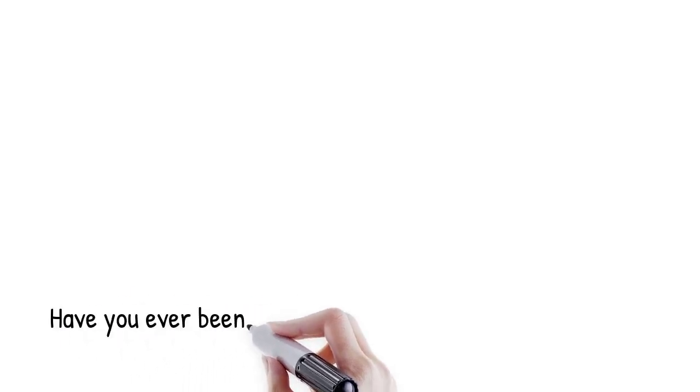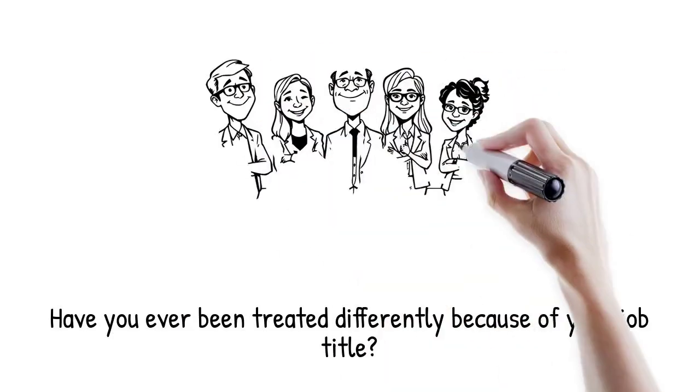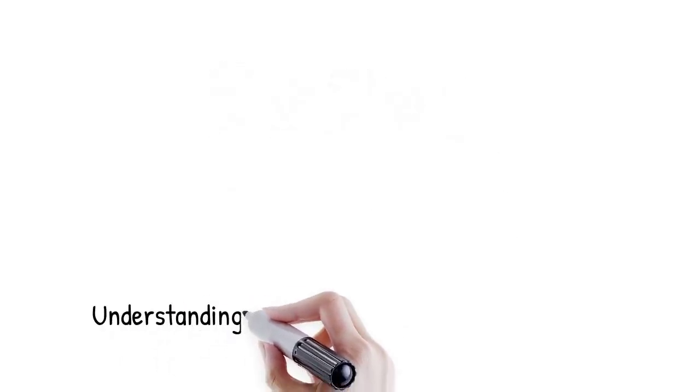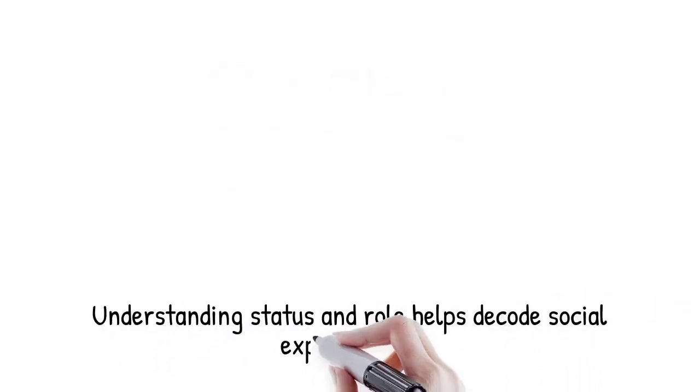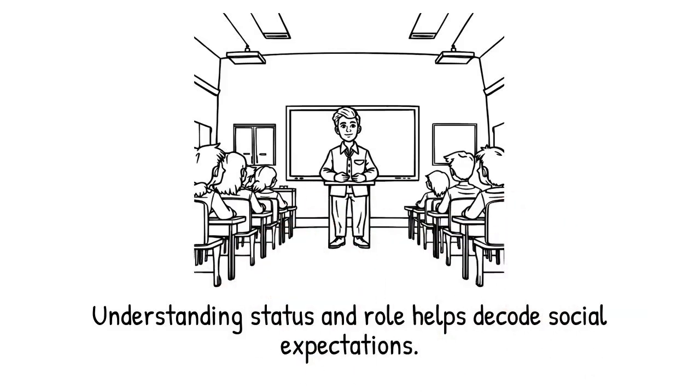Have you ever been treated differently because of your job title, or expected to behave a certain way just because you're someone's child, friend, or employee? In sociology, these differences aren't random. They reflect two key concepts: status and role. Though often used together, they're not the same, and understanding them helps us decode the social expectations that shape our everyday lives. Let's start with status.